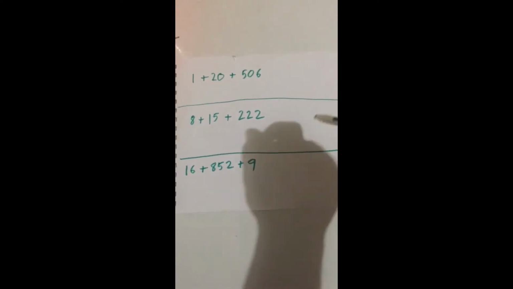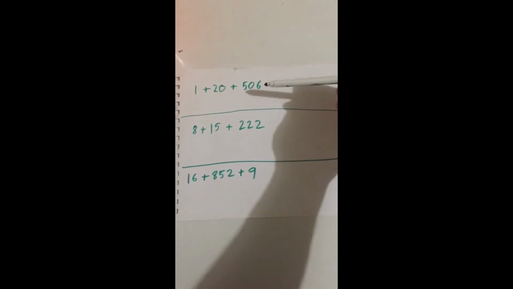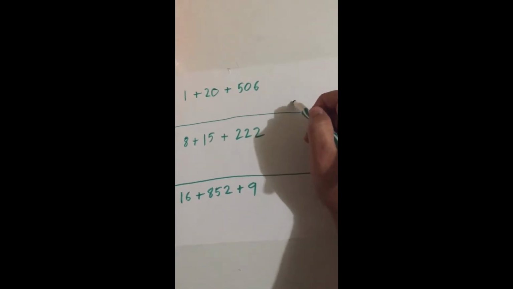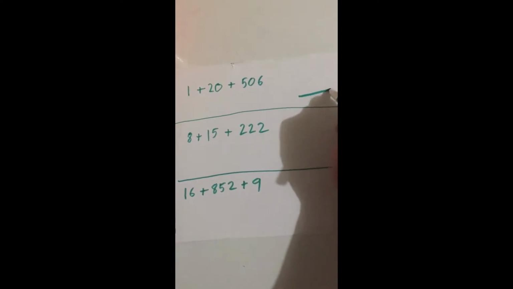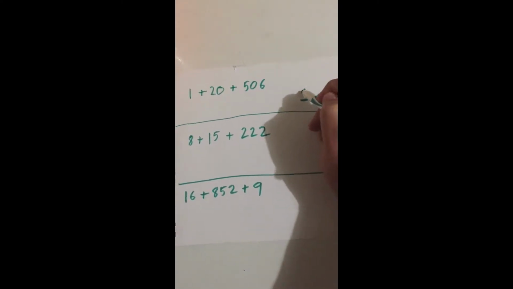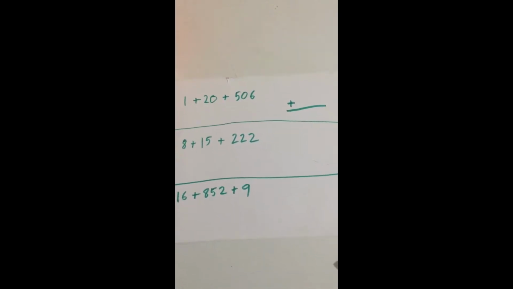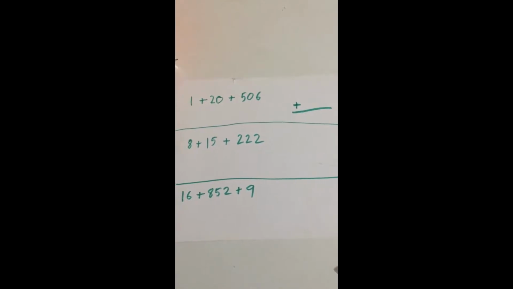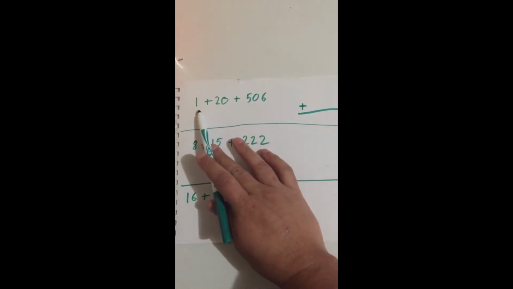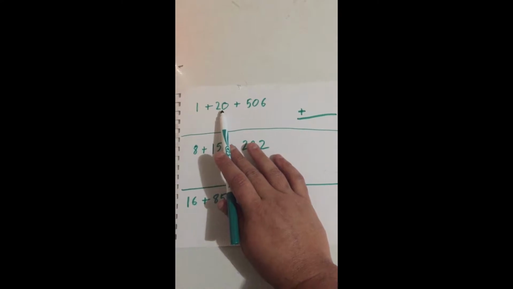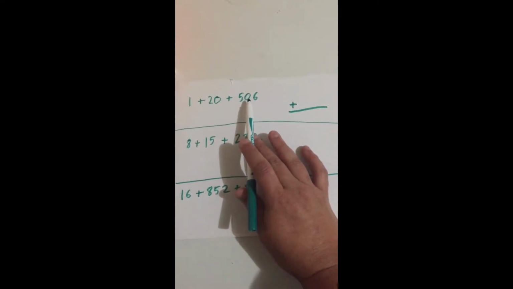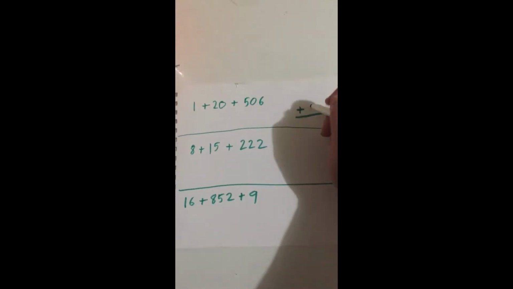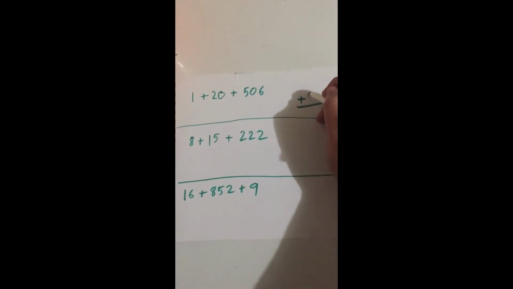So, if you take this problem, you always want to start with the biggest number on the bottom. So first thing we're going to do is draw what we're used to seeing as a math problem, right? That's where it all begins, okay? You always want to start with the biggest number on the bottom. So number 1, you got number 20, and you got number 506. So obviously 506 is the biggest, right?